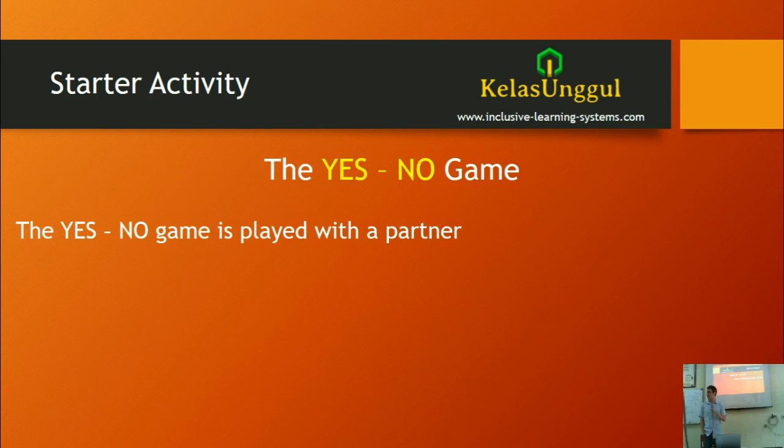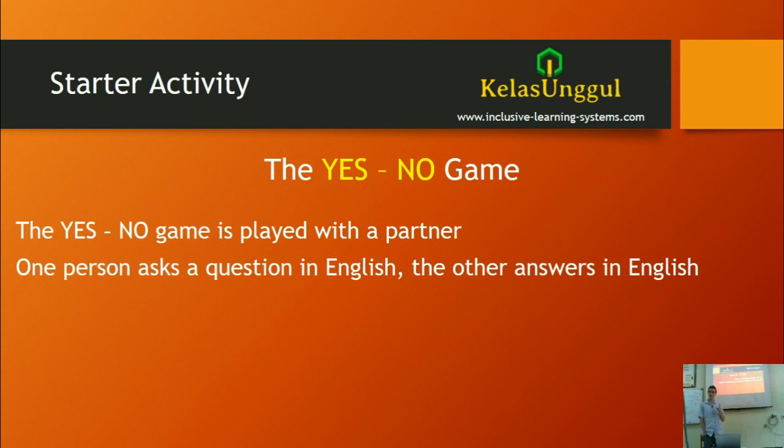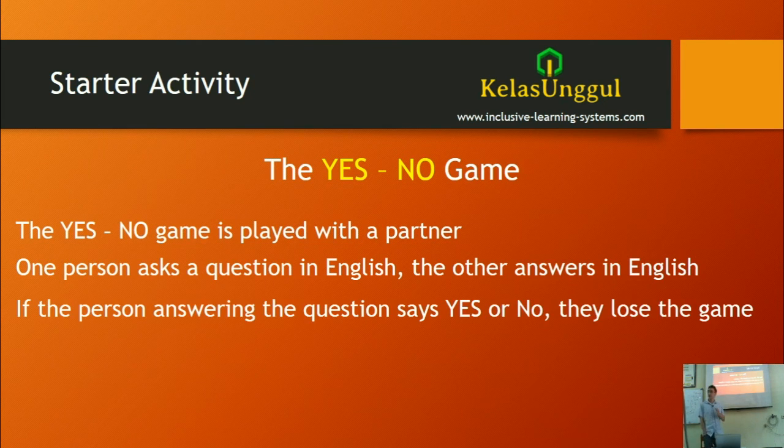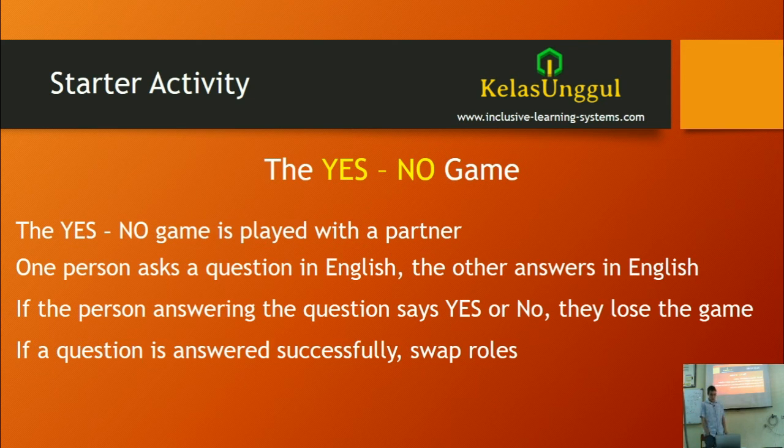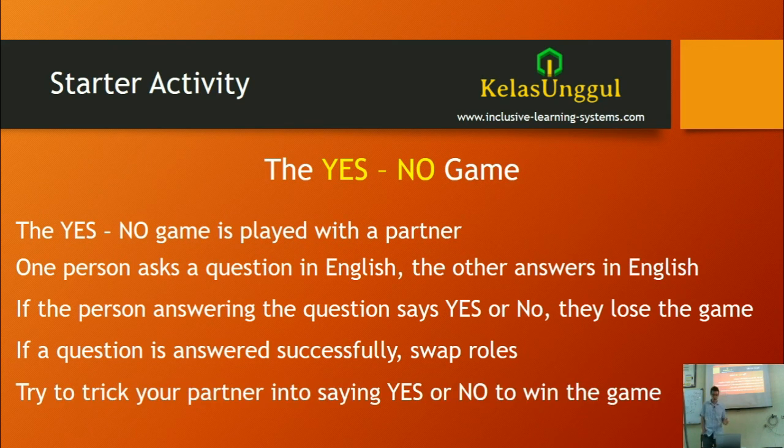The Sno Game is played in pairs with a partner. One person asks the question in English, the other person answers the question in English. The person answering the question, if they say yes or no at any time, they lose the game. If the question is answered successfully without saying yes or no, then you swap roles. So, try to trick your partner into saying yes or no to win the game.